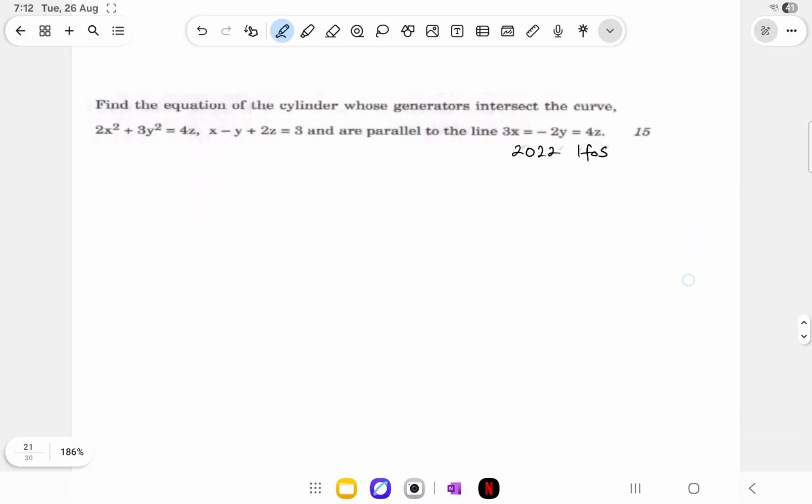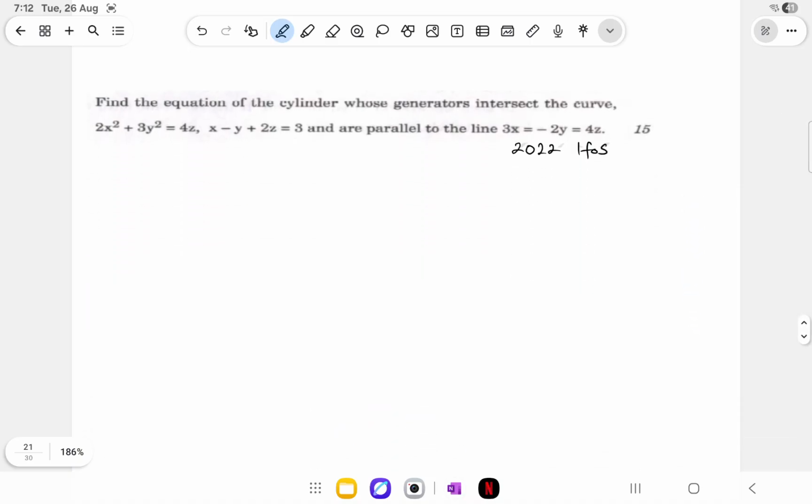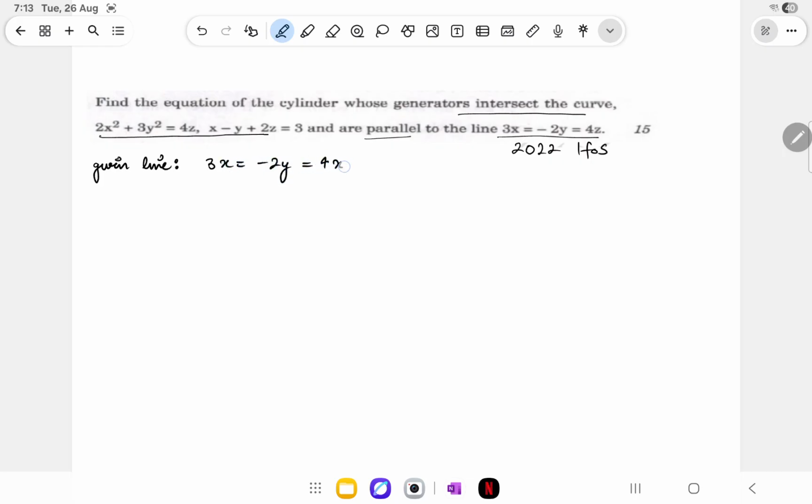So let's move on to the next question. The next question says find the equation of the cylinder whose generators intersect this curve and the generators are parallel to this line. So the given line is 3x equals to minus 2y is equals to 4z. So I can divide the whole equation of the line by 12. So I'll get x by 4 is equals to y by minus 6 equals to z by 3.